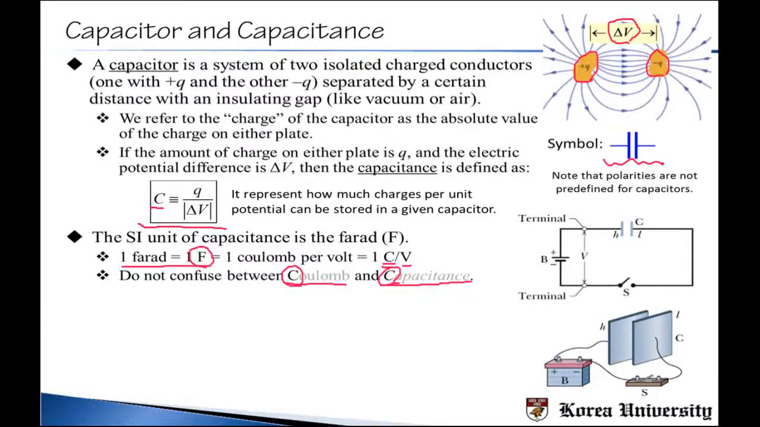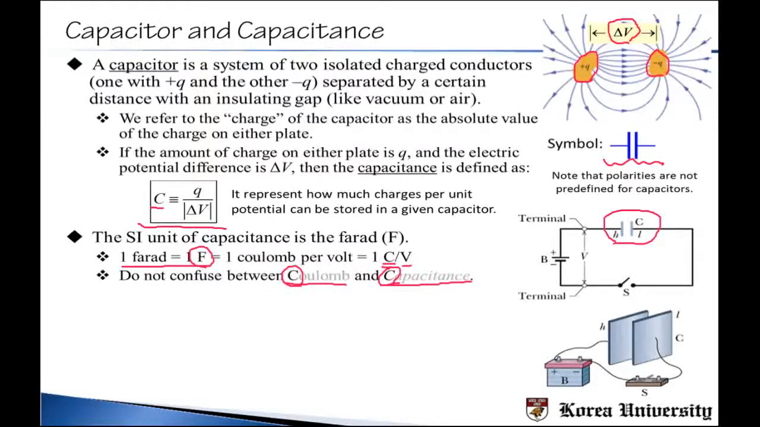So even though the figure on the top shows the positive charge on the left side and negative on the right side, these positive and negative can easily change in a capacitor. Therefore, there is no predefined polarity or predefined position where the positive charge has to go. So left and right are exactly the same. And this is an example of how this symbol is used in a real circuit.